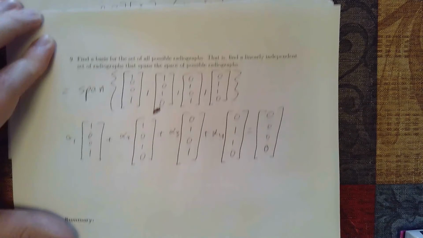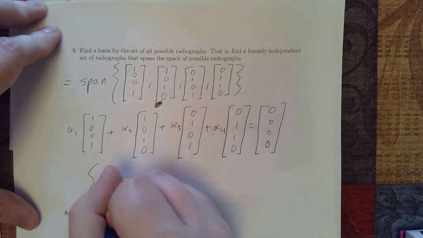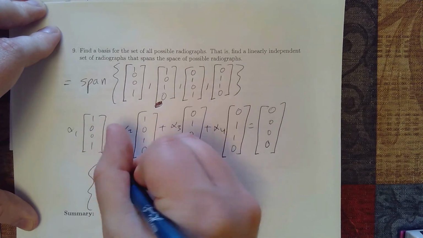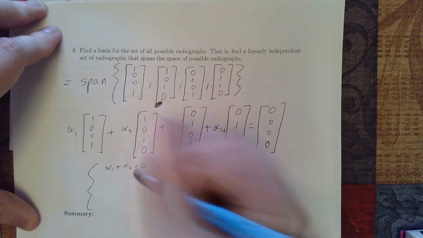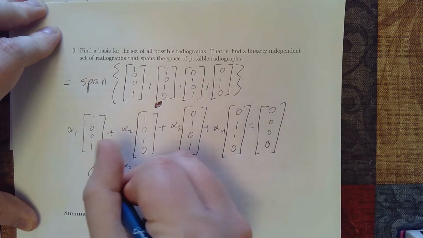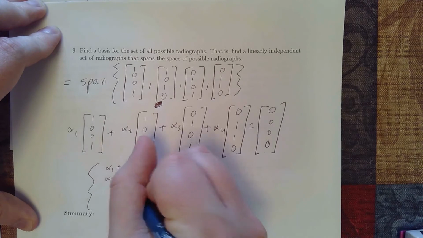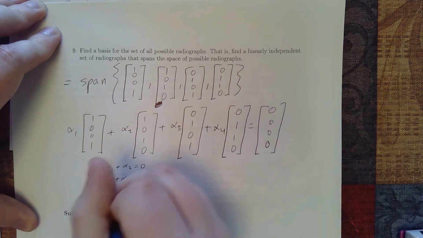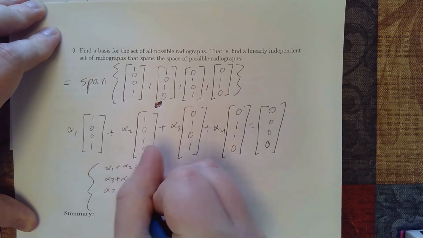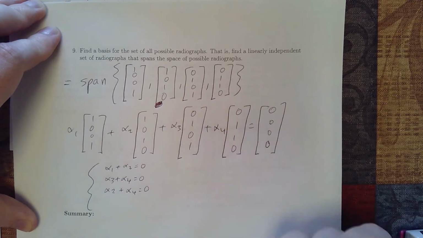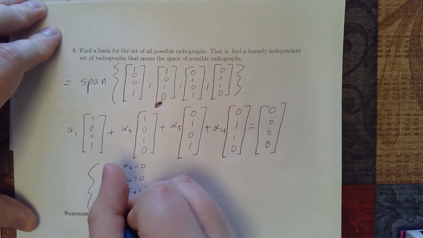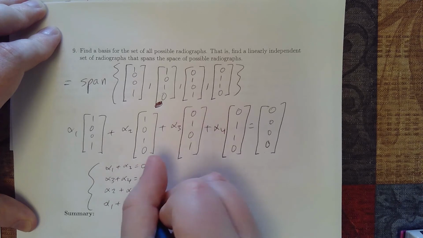Okay, so let's talk about what equations that'll give us that we need to put into a matrix. Well, it'll tell us that alpha 1 plus alpha 2 equals 0. It'll tell us that alpha 3 plus alpha 4 equals 0. It'll tell us that alpha 2 plus alpha 4 equals 0. And last but not least, it'll tell us that alpha 1 plus alpha 3 equals 0.